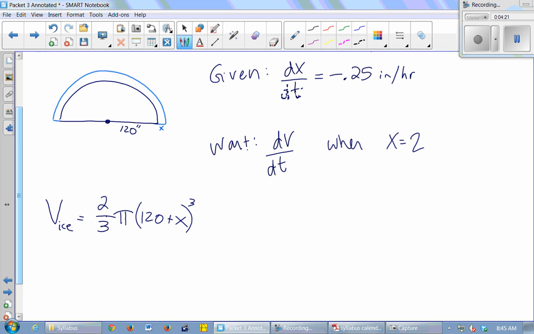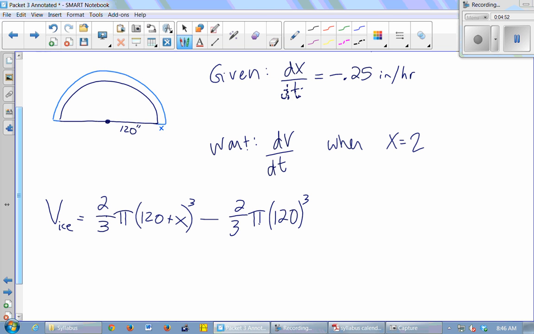Yep, it's only half a sphere, so when you multiply 4/3 by half, you get 2/3. Okay, so that's 2/3 pi r cubed. Then I have to subtract the volume inside the silo, which is going to be 2/3 times pi times 120 cubed. All right, so now I have an equation that's relating V and x.